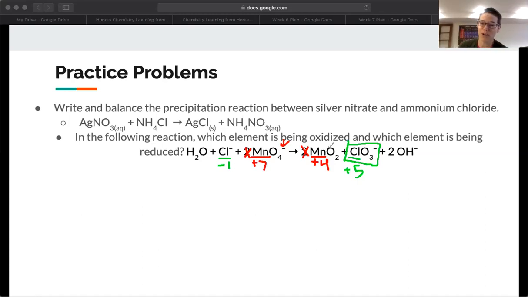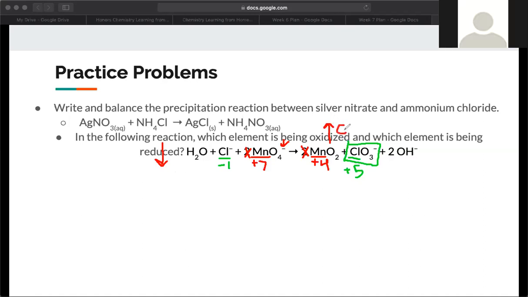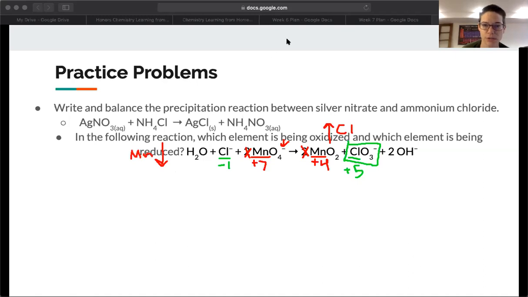Now you've got to remember between oxidized and reduced what those terms mean. I said that if you remember that reduced means that your oxidation number actually went down, and that oxidized means that your oxidation number went up. So whose oxidation number went up, left to right? The chlorine. The chlorine, and therefore by default the manganese went from 7 down to 4, so the manganese was reduced.